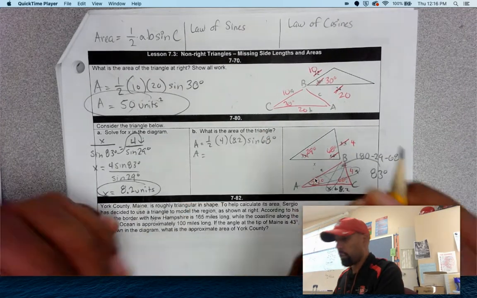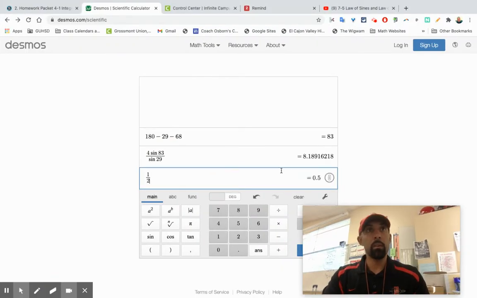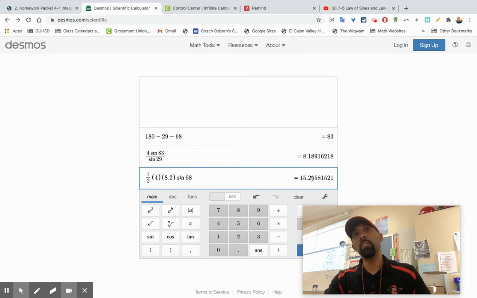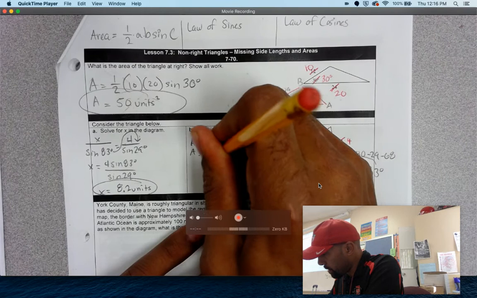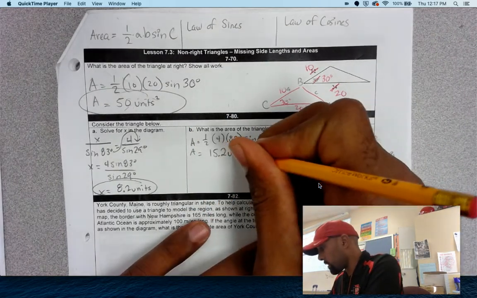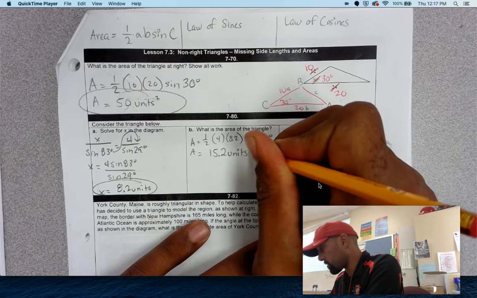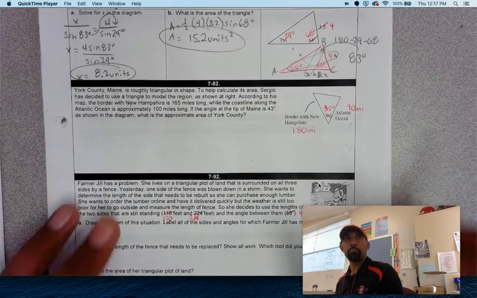Okay, so I'm just going to calculate that using Desmos. So 1 divided by 2 times 4 times 8.2 times sine of 68. So it's going to round up to 15.2. Now remember, with area, we write units squared, like I said in the last problem. Okay. All right, so now the next one.